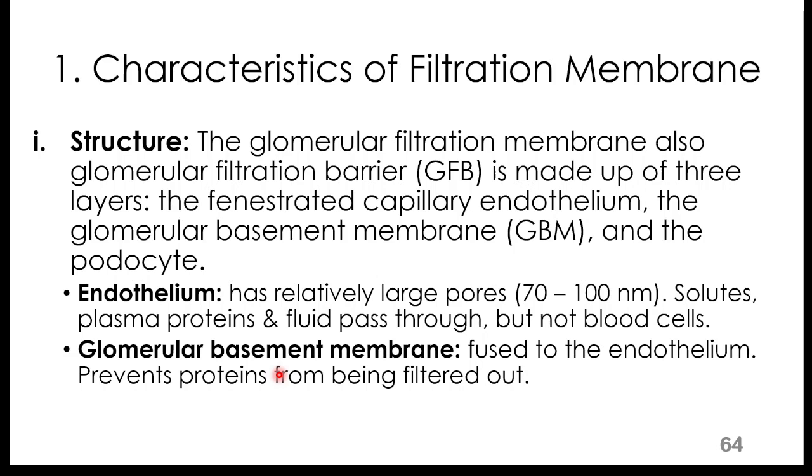Now, the glomerular basement membrane is the second layer of the filtration membrane. This prevents proteins from being filtered out. So proteins can pass through the pores in the endothelium, but are not able to pass through the glomerular basement membrane, and so proteins will normally not be seen in urine. Or it's not as if they are not seen, but the quantity seen is very, very small in normal kidneys.